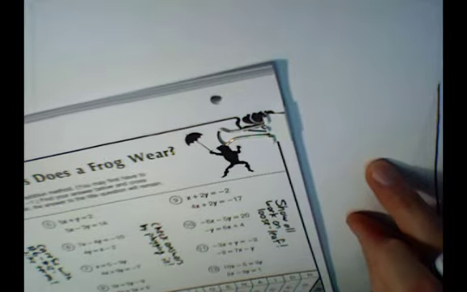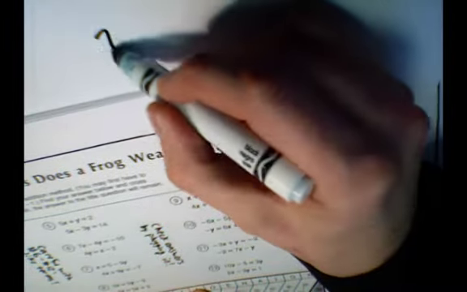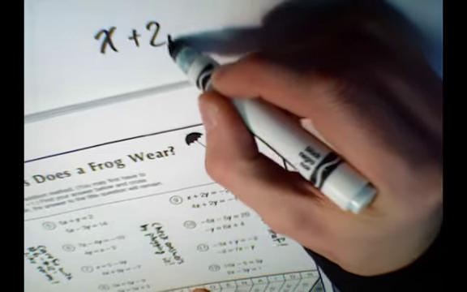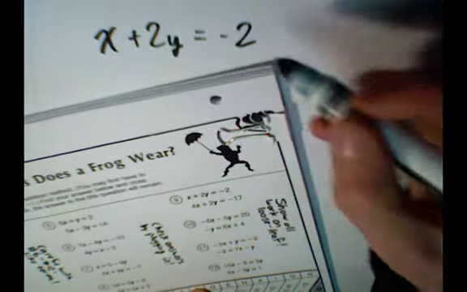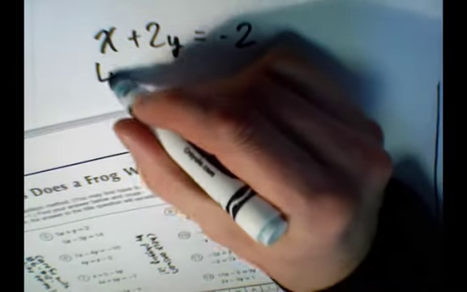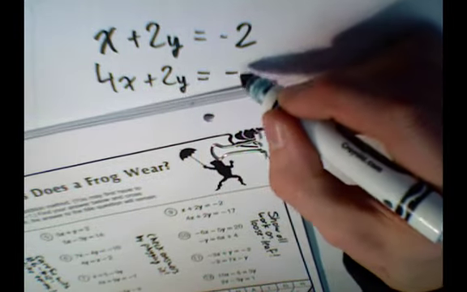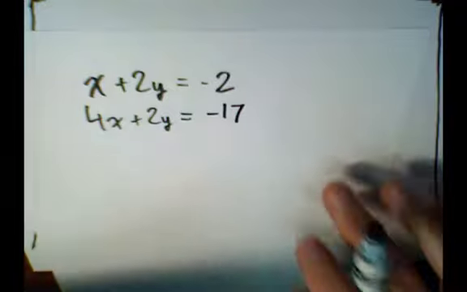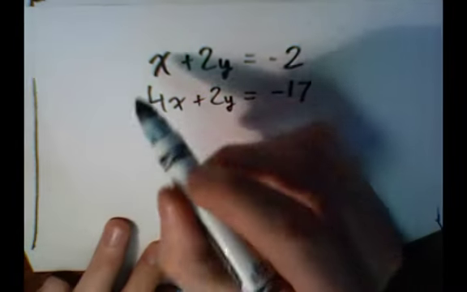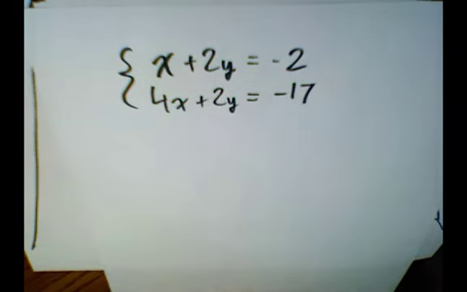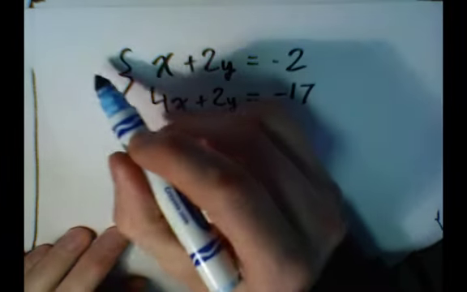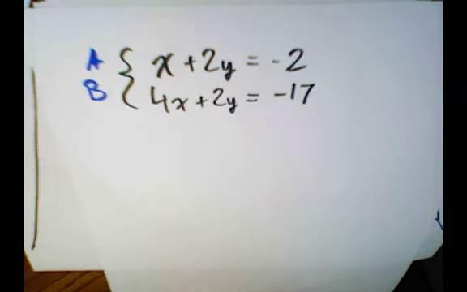So now let's actually try it with a system of equations. This is actually from our homework. So here's our first one. x plus 2y equals -2. We also have 4x plus 2y equals -17. So I'm going to call this our system, and we'll call this one equation A and equation B.